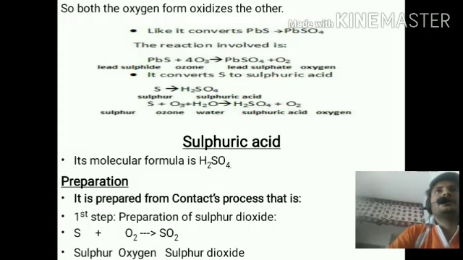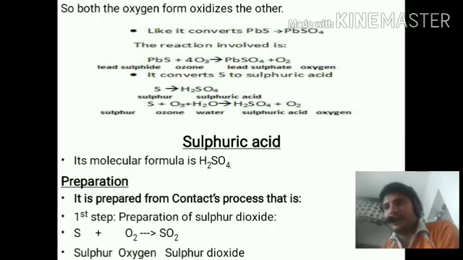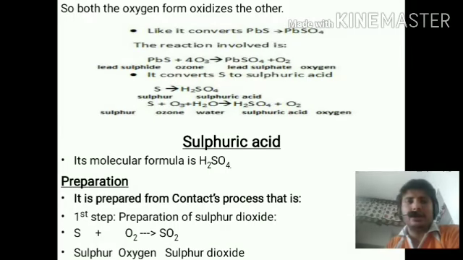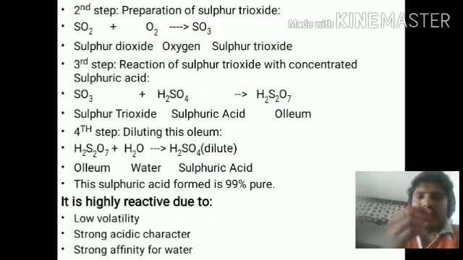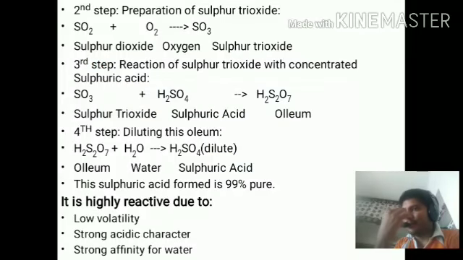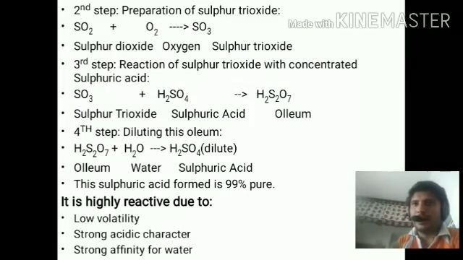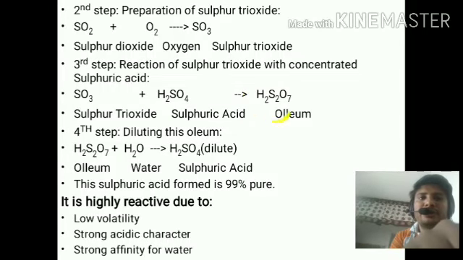Just look at it. Sulfuric acid is prepared by the contact process. What are the steps of the contact process? Step number one, sulfur reacts with oxygen to form SO2 gas. Step number two, SO2 reacts with oxygen to form SO3. Step number three, when SO3 reacts with impure H2SO4, it gives oleum. What is the formula of oleum? H2S2O7. This is the formula of oleum.